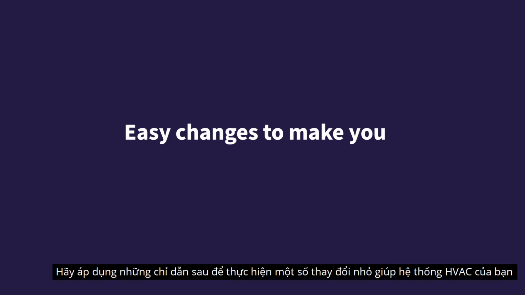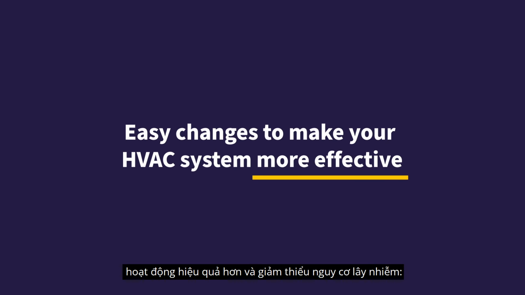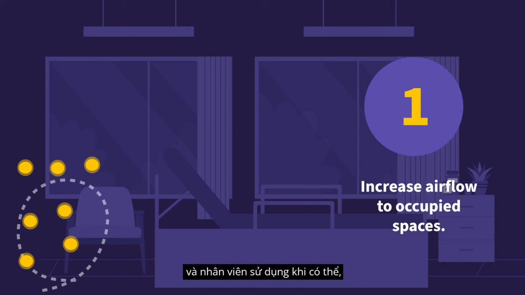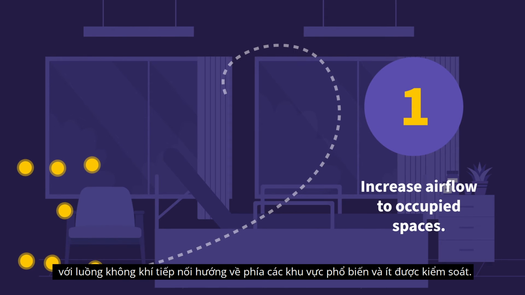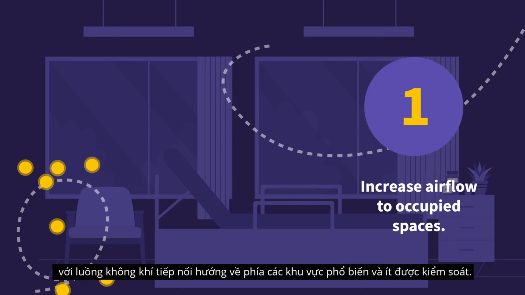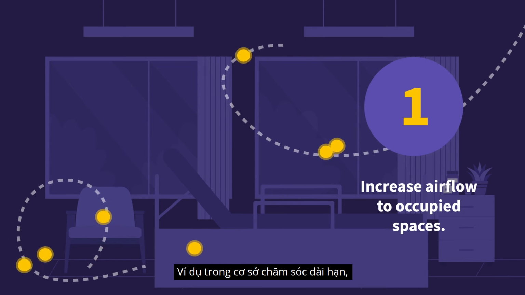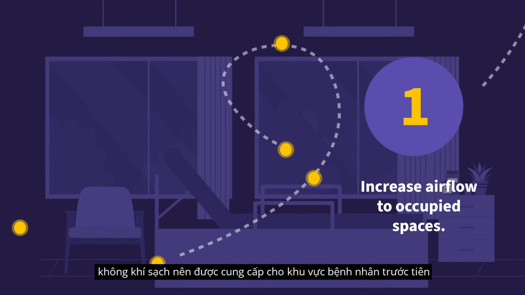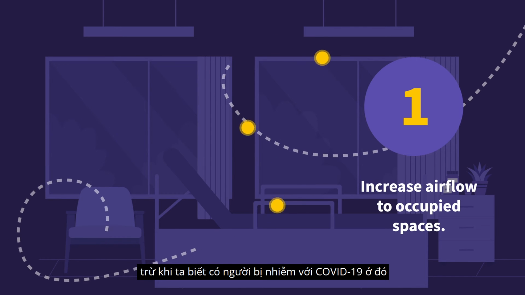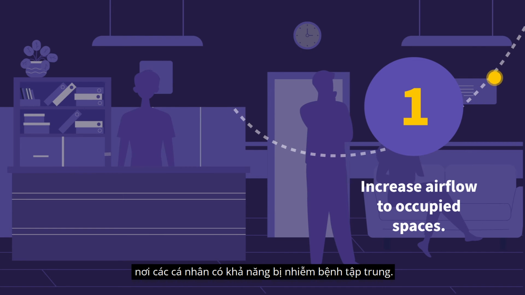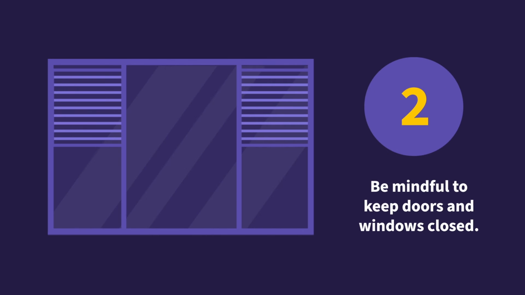For some easy changes to make your HVAC system more effective at reducing the spread of COVID-19, use the following guidelines. Increase clean air supply to the patient and employee-occupied spaces when possible, with subsequent airflow directed toward common and less controlled areas. For example, in a long-term care facility, clean air should first supply patient areas, unless we know there are people infected with COVID-19 there, and then move toward public areas where potentially infected individuals gather. Be mindful to keep doors and windows closed.